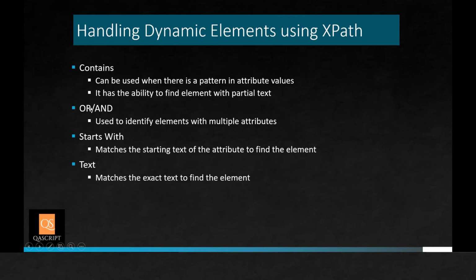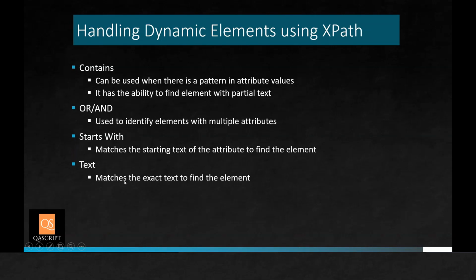So if you're using or, you can identify an element with any of the attributes which you have specified for the element. If you're using an and condition, then both the attribute values should be present for the element in order to identify them. Starts with, it's similar to contains, but it matches the starting text of the attribute. So it will start from the beginning of the attribute value and not anywhere on the attribute values. Okay, so that's the difference between contains and starts with.